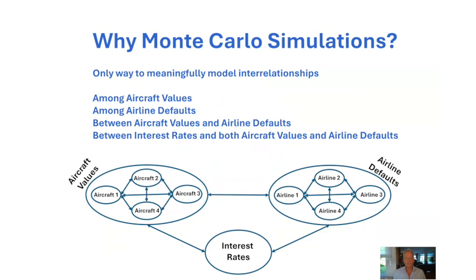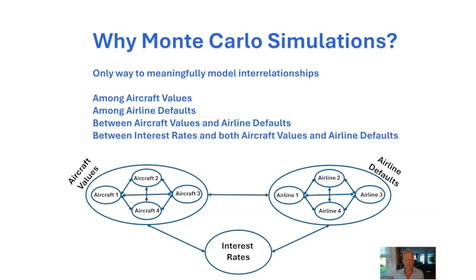Now, in my previous video, we talked about how you do the simulation with a Monte Carlo technique, and I explained how that works. Now, why do we need Monte Carlo simulation for portfolios? Well, this is the only way to meaningfully model interrelationships. These interrelationships are multiple. It's interrelationships between values of aircraft. So aircraft values don't move randomly. They typically are interrelated, these movements, and there is correlation in movements in aircraft values across the global fleet.